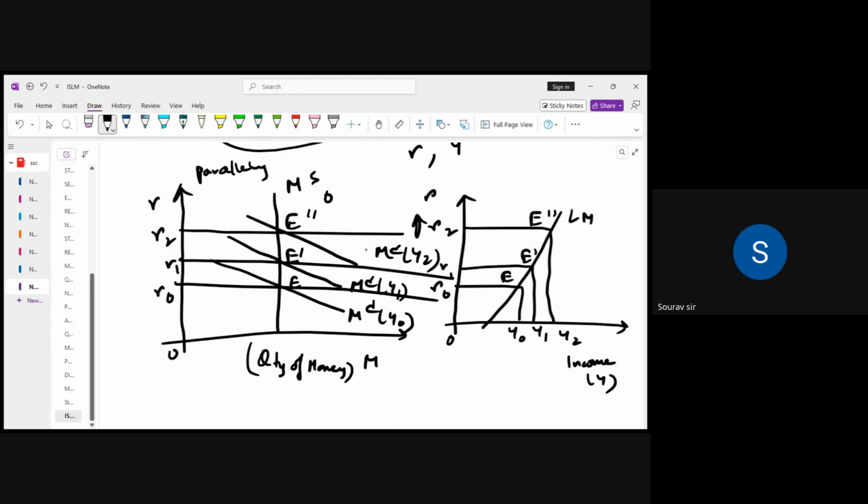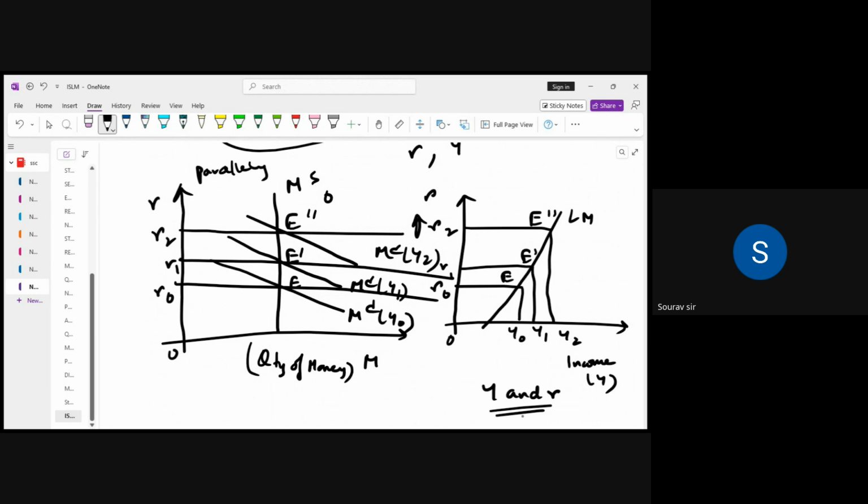So this shows the combination of Y and R. That is Y0 and R0, Y1 and R1, Y2 and R2. So we see that the LM curve is a locus of points which shows the alternative combinations of Y and R that bring about money market equilibrium. The LM curve is upward sloping from left to right because as the level of income rises, higher interest rates are required to re-achieve the money market equilibrium.